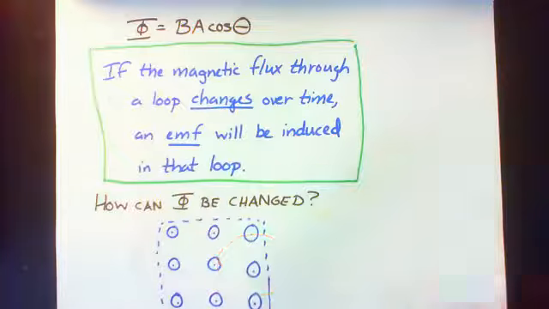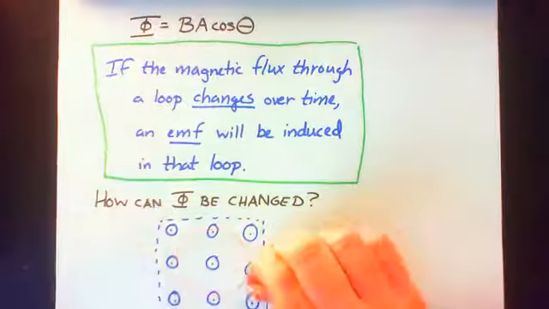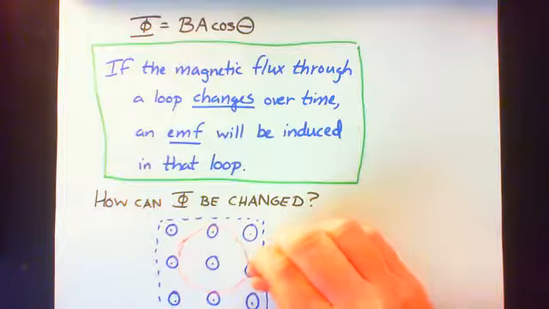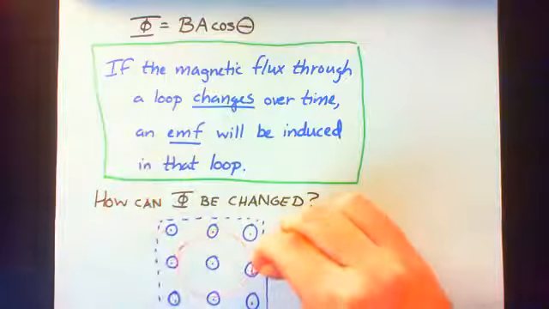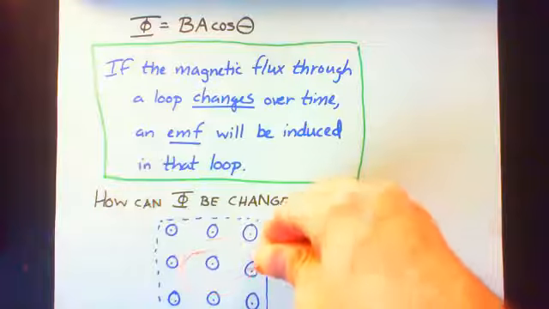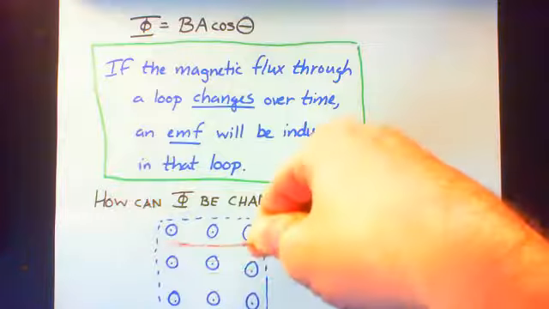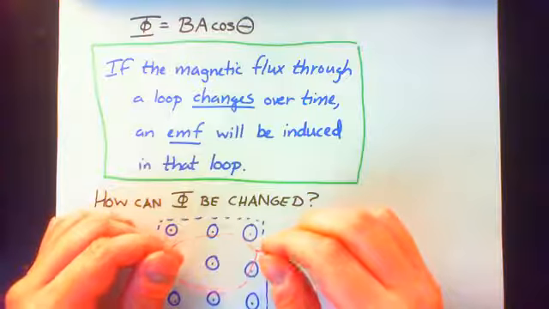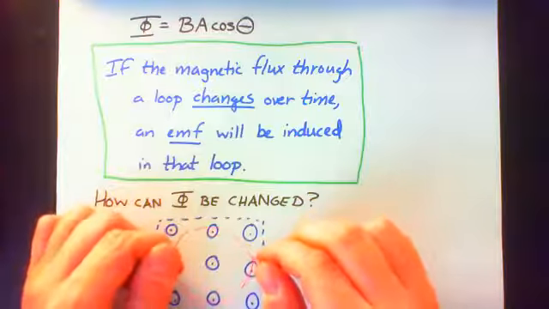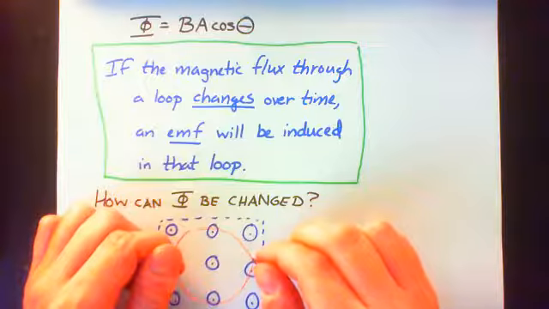Another way is to rotate the loop. If it's flat to begin with, you have a large magnetic flux, but if I begin to rotate it, the magnetic flux will decrease until it reaches zero. If I keep spinning it, it goes from zero to being a larger number. Okay, so that's another way to change the magnetic flux through a loop.